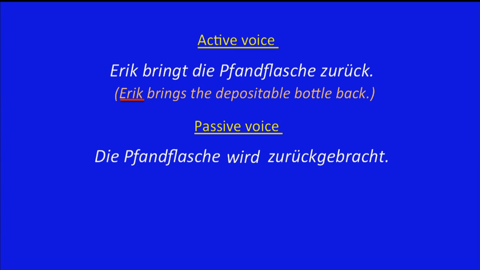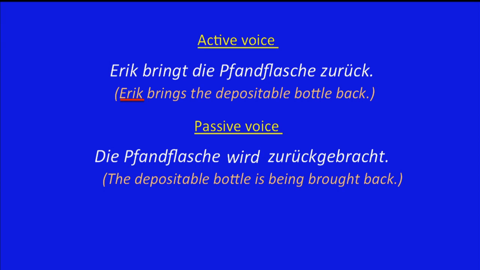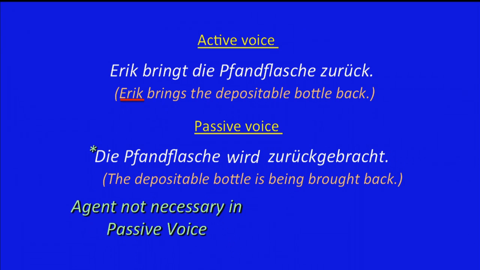What about the passive voice, though? The passive voice sentence was Die Pfandflasche wird zurückgebracht. And in English, that would be? The deposit bottle is being brought back. Right. And do we have an agent in the sentence? No, we don't. And that is actually common in a passive voice sentence. You don't have to have an agent in the passive voice sentence. That's why passive voice sentences are really good for not taking responsibility for something. For example, you can say mistakes were made, right? And no one knows who made the mistakes, but you can say that, and that's a passive voice sentence.